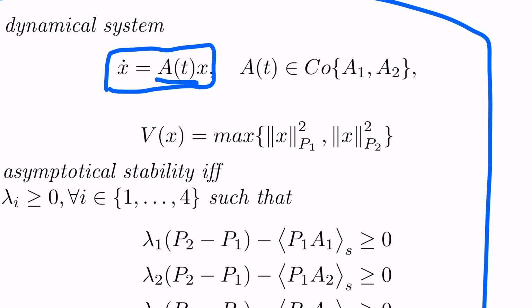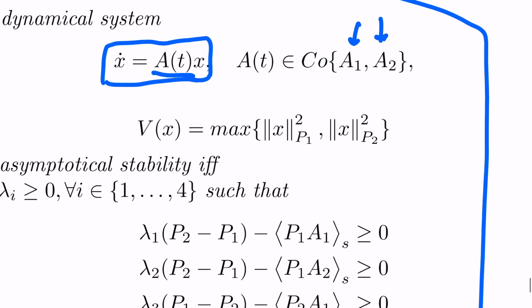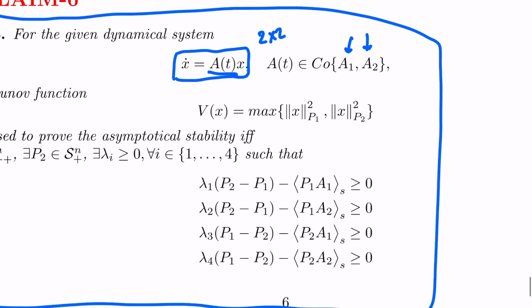Okay, and then A1 and A2, right? So this is n by n. In this specific system, it was 2 by 2. Yes. So A of t, what is it? Yeah, it was 2 by 2. All right. And this is the system.